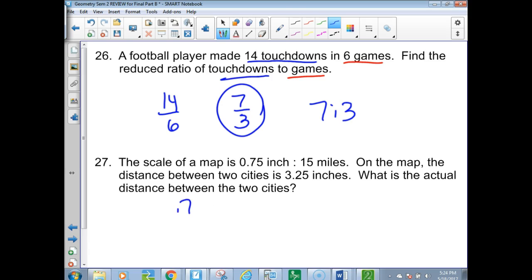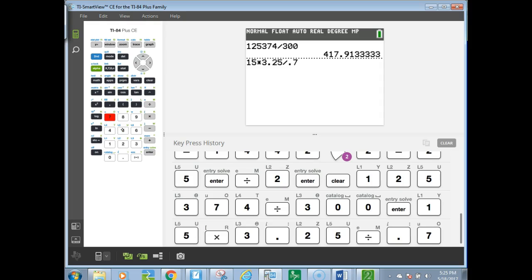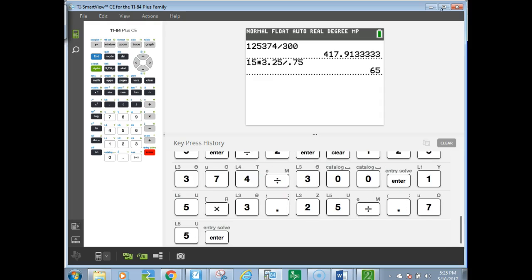The scale of a map is 0.75 inches is worth 15 miles. On the map, the distance between 2 cities is 3.25 inches. We're going to use a proportion and put that 3.25 inches on top since our ratio is inches to miles, and figure out the actual distance between the 2 cities. We're going to cross multiply and divide. I'm going to do 15 times 3.25 divided by 0.75. All right, and I'll find those actual miles to be 65.